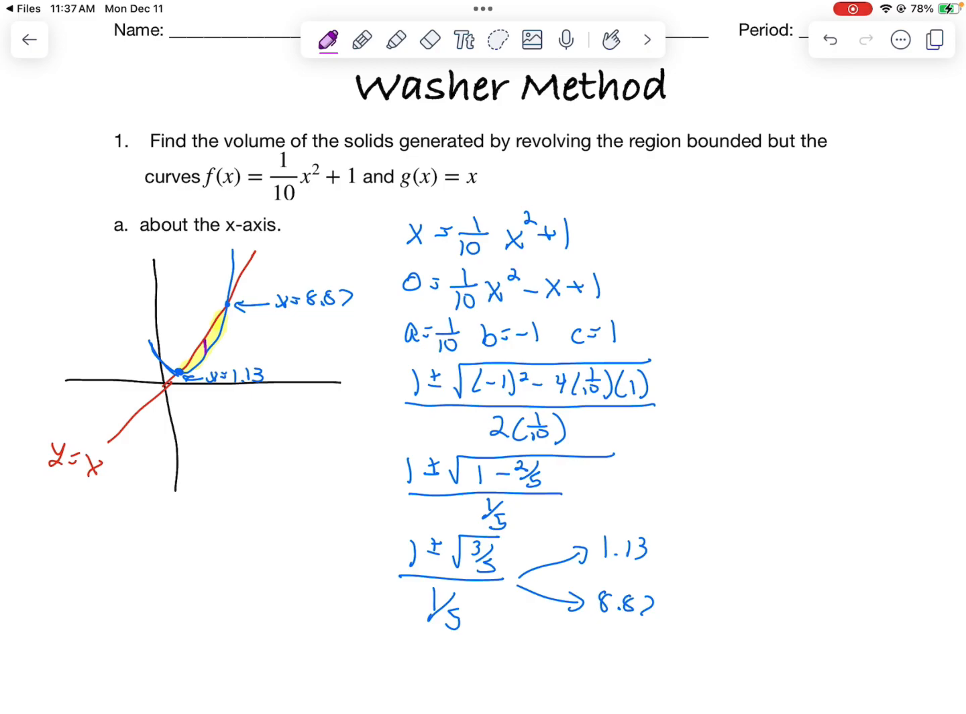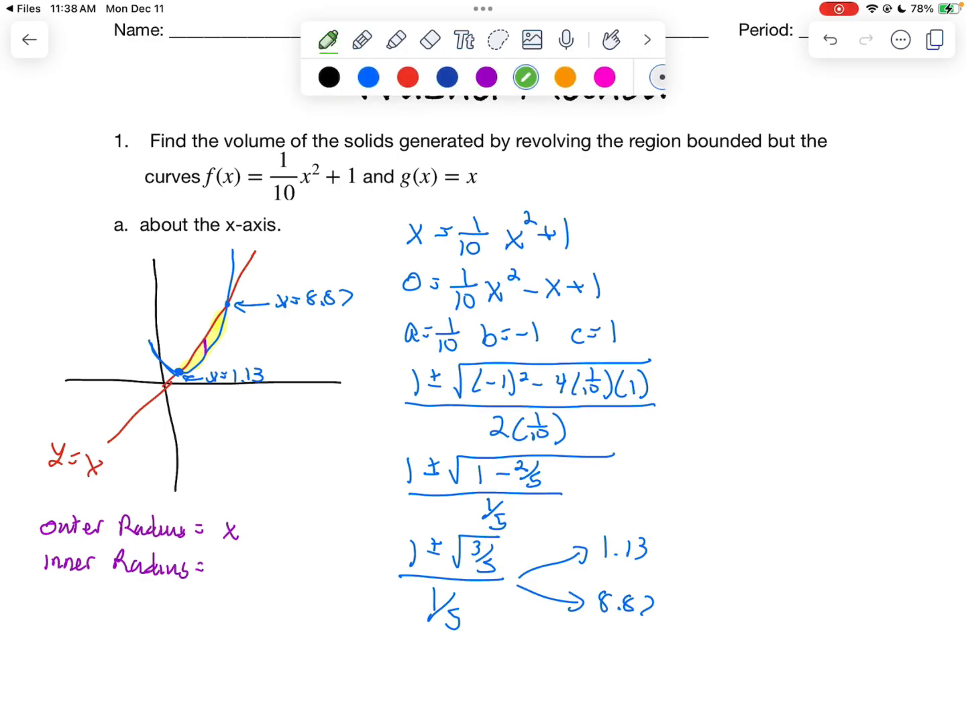Okay, so from what we learned from our 3D graph and our 2D graph, we need to figure out our outer radius and our inner radius. That's always going to be our first step with the washer method. So our outer radius is the distance to the upper graph, which is x. Our inner radius is the distance to the lower graph in this case. Remember, radius starts at the axis of rotation up to the graph, so here in the green. And so that distance is just my equation, 1/10 x squared plus 1.